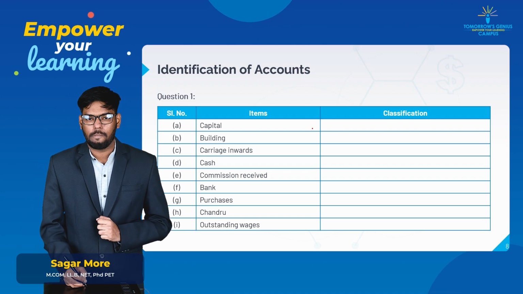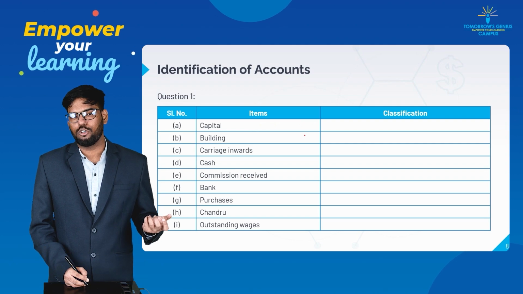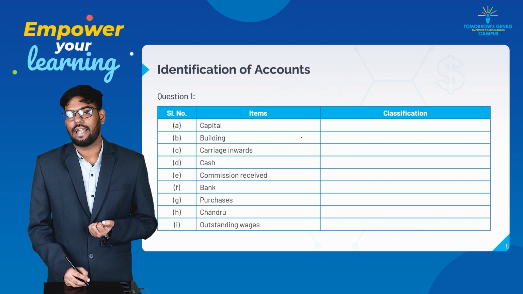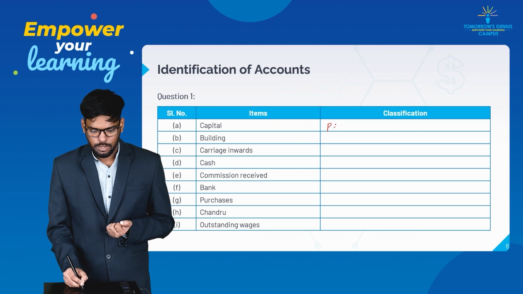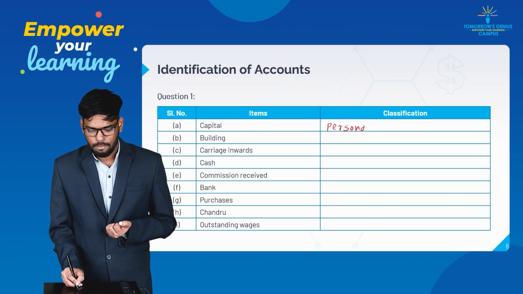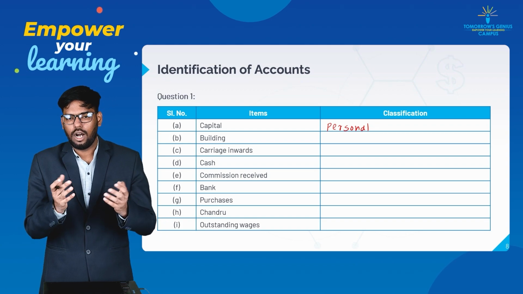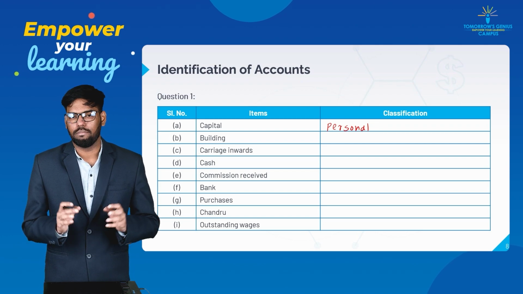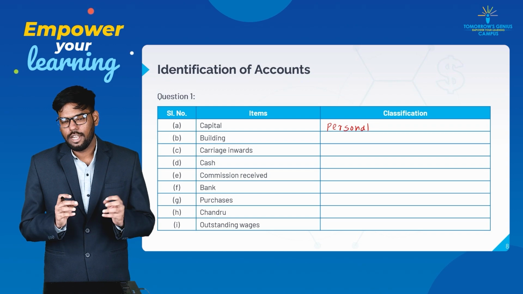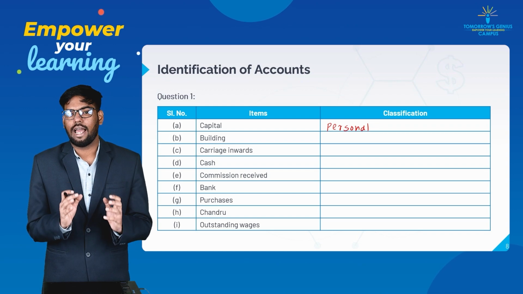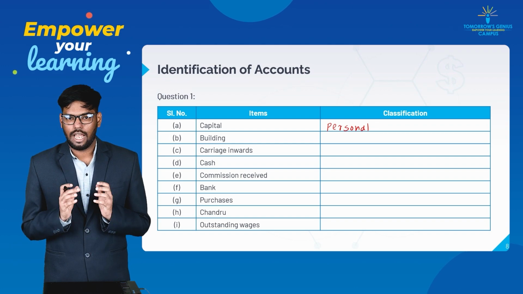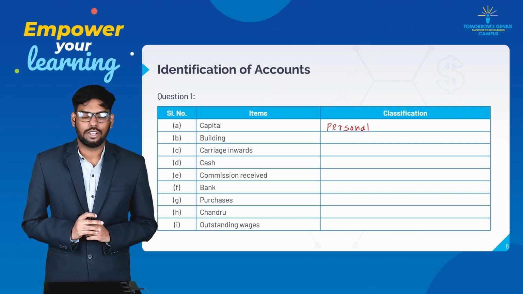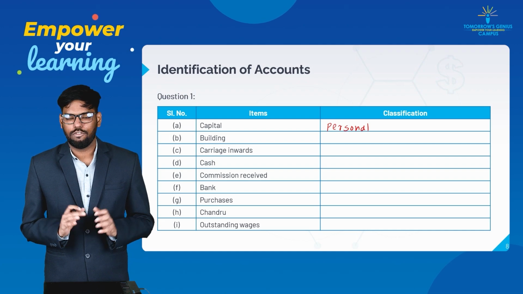Right? So first of all, see here. The first item is capital. So what is capital? As per the modern approach, as per the traditional approach. If I'm talking about the traditional approach, then capital falls under the category of personal account, right? Why is it a personal account? Because capital belongs to the person. If you are planning to start any small business, you are going to invest your money into that business. For example, you are starting a stationery shop and you have invested 50 lakh rupees into that. So that 50 lakh rupees of investment done by you is your capital. So capital is always related to the person, or you can say the owner of the business. Hence, as per the traditional approach, capital falls under the category of personal account.